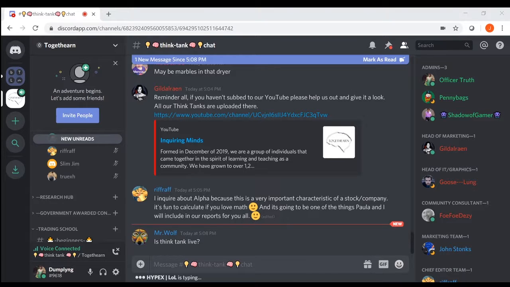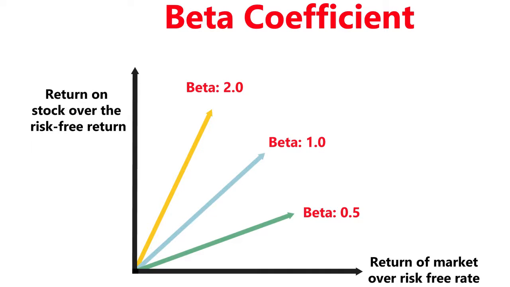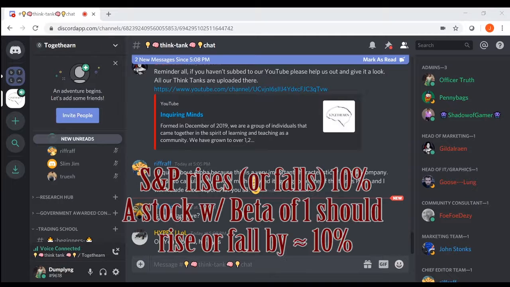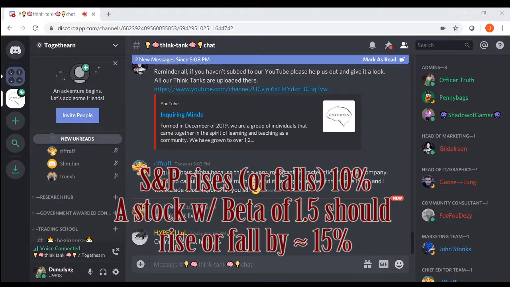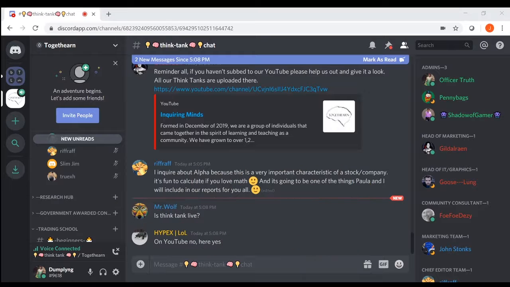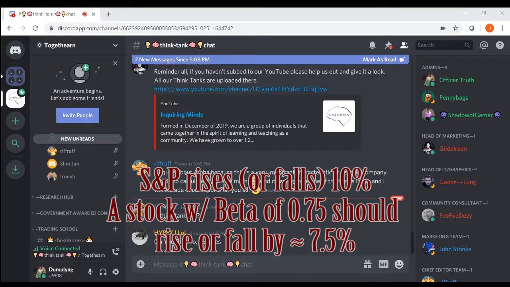Now, if a security that has a beta of 1.0 moves in line with the market, a security or portfolio with a beta greater than 1.0 is generally going to be more volatile than the overall market, and the reverse is true with a beta less than 1.0. So these are very important things. So, for example, if the S&P 500 rises or falls by 10%, a stock with a beta of 1.0 should rise or fall by about 10%. A stock with a beta of 1.5, however, is expected to rise or fall by about 15%. And a stock with a beta of 0.75 is expected to rise or fall by about 7.5%.